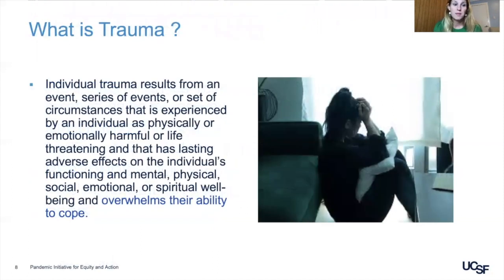So what is trauma? Individual trauma results from an event, series of events, or set of circumstances that is experienced by an individual as physically or emotionally harmful or life-threatening, and that has lasting adverse effects on the individual's functioning and mental, physical, social, emotional, or spiritual well-being. And it overwhelms their ability to cope. So really this overwhelming of their ability to cope is the central part of what trauma really is.